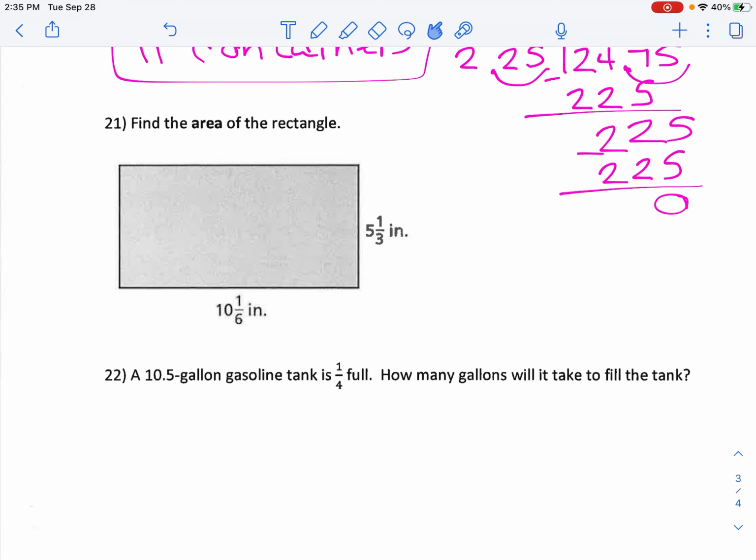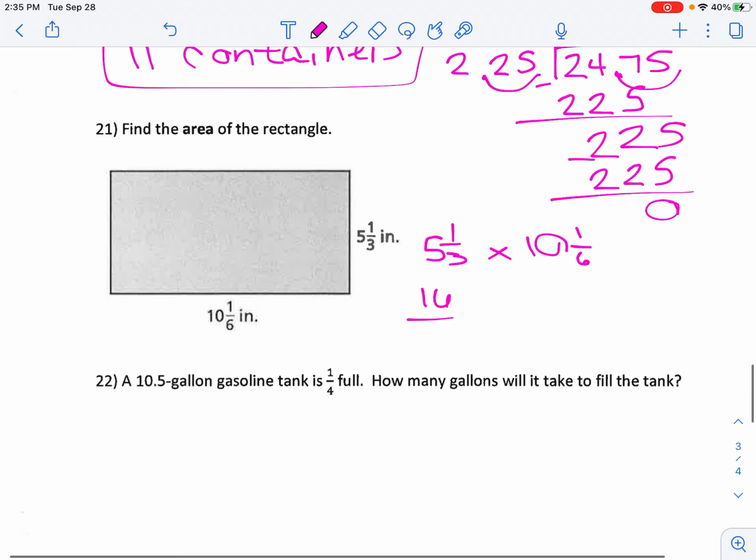Find the area of the rectangle. So area is always length times width. So I'm going to multiply 5 1/3 times 10 1/6. So this is 16/3 times 61/6. This is not division, so we're not flipping anything.